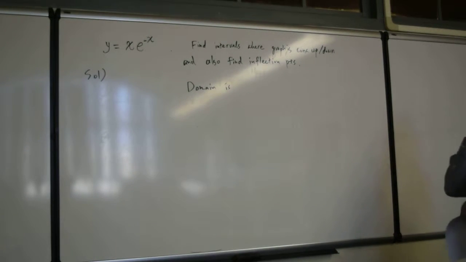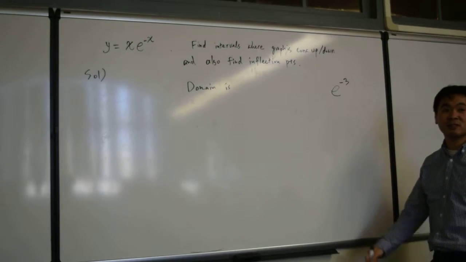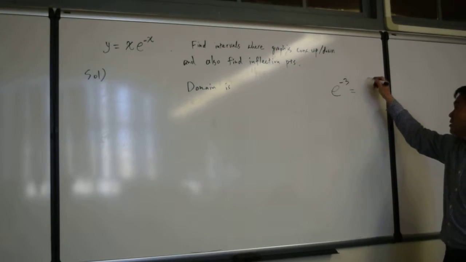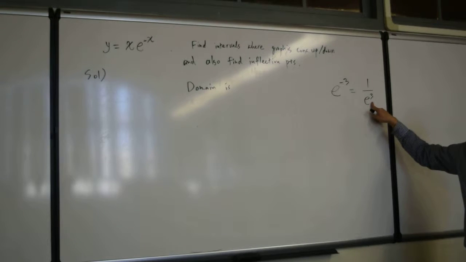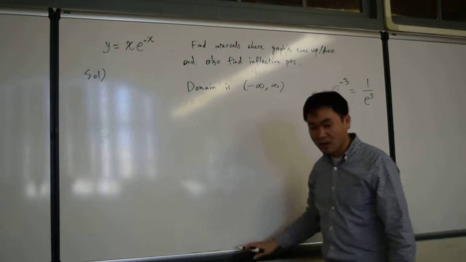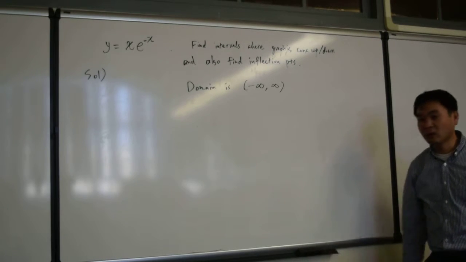Exponential functions. Are you allowed to plug in negative values into e? E to the negative 3. Does this make sense? E is what? 2.7 something, right? And negative exponent means what? 1 over. So you're dividing 1 by some positive value. Can you do this? Yes. So there's no problem with plugging in negative values into e. So what's the domain then? All real numbers. Any value is in the domain. So we have to consider this question on all real numbers.